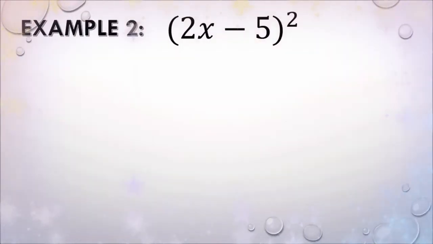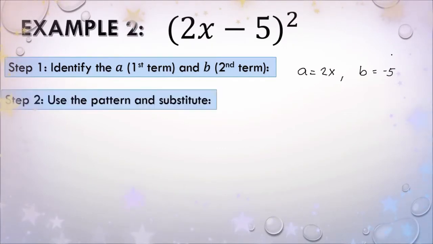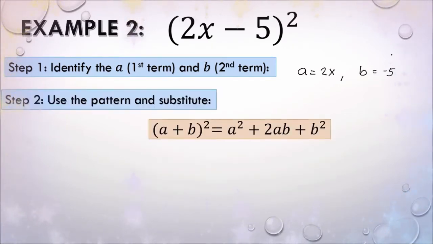Next example. 2x minus 5 squared. Again, the very first step is you identify your first and second term. Your first term is 2x. Your second term is negative 5.